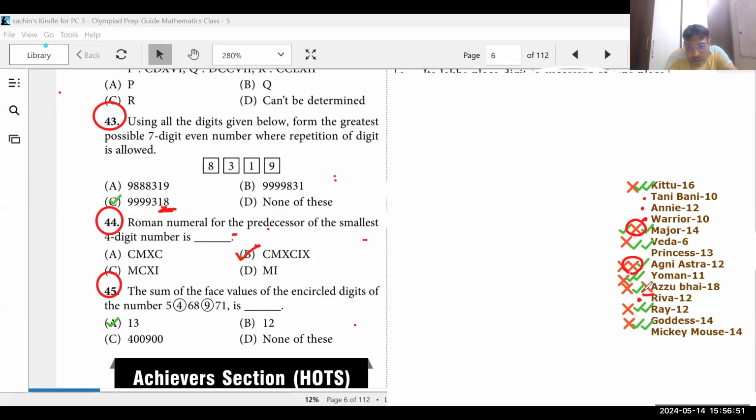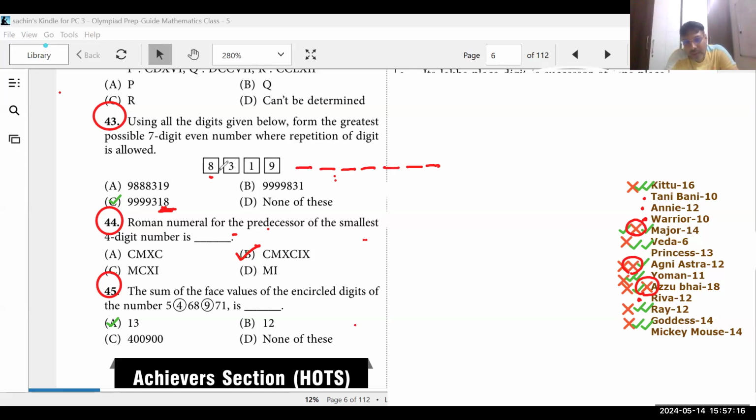Azu bhai, okay, what happened in this? Sir, the 43rd, I didn't understand. 43rd, beta, they have asked for the even number. Oh. So that is why 8 will come at the end. So I have 7 spaces. 1, 2, 3, 4, 5, 6, 7.